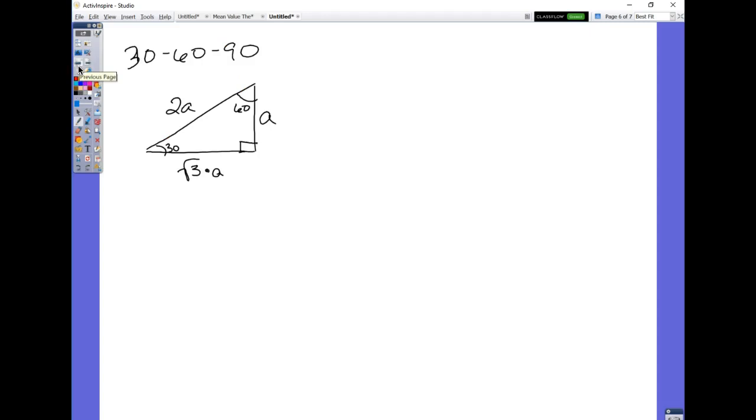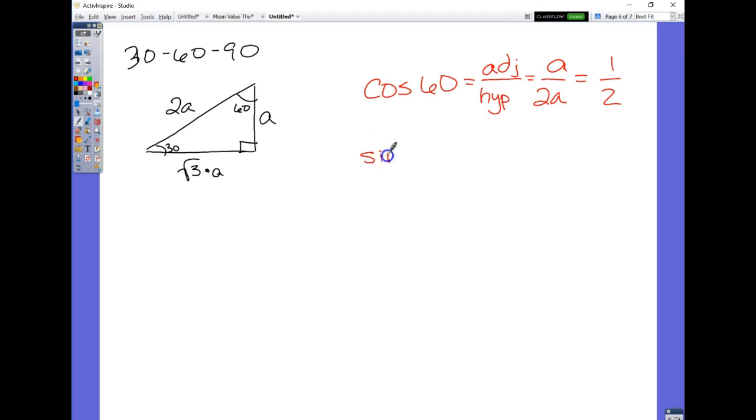Well, let's go back real quick. This becomes an interesting thing. So I said the cosine of 60 would be my adjacent over my hypotenuse. The adjacent is the leg that is touching, so that would be a over the hypotenuse, which is 2a, and we find out that the cosine of 60 is 1 over 2. If I wanted to find the sine of 60, which is my opposite over the hypotenuse, I would use the fact that the opposite is root 3 a, and the hypotenuse is 2a, and I would call this root 3 over 2.